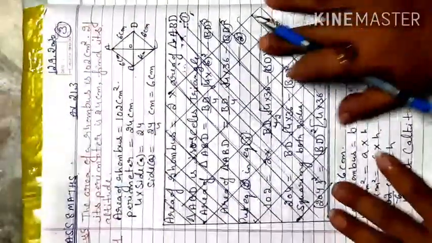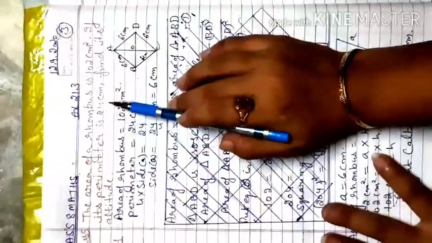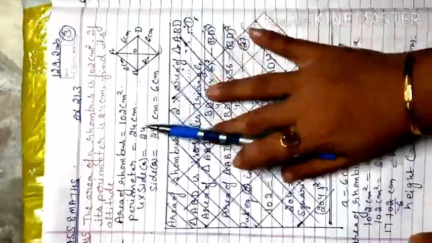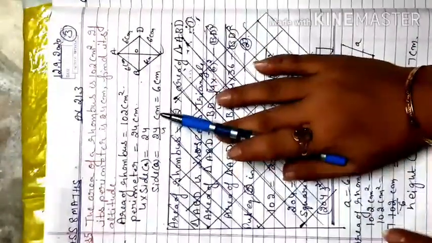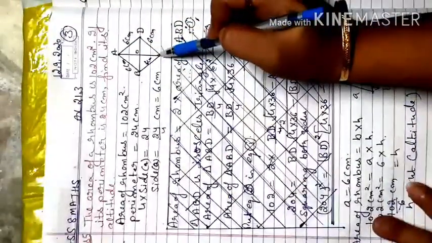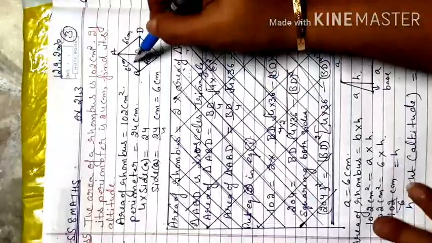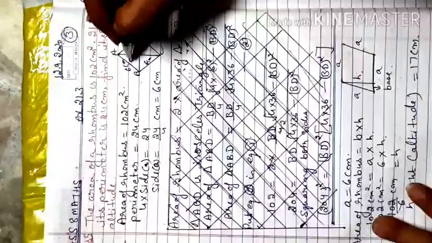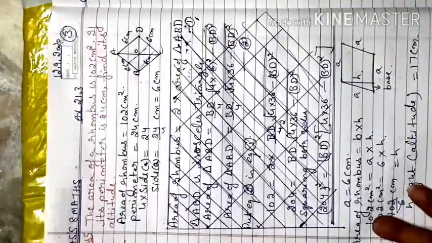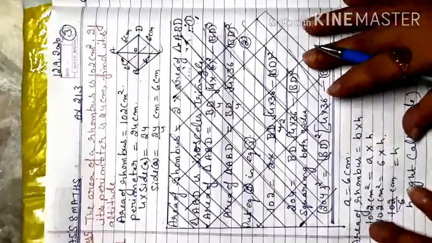In this fifth question, you have area of rhombus is 102 centimeter square. If its perimeter is 24 centimeter, find its altitude. Actually, I already told you, rhombus means four sides are equal to each other and the two diagonals intersect with each other. Basically you have to find the distance between these two opposite sides, like this distance. That distance we consider as height.